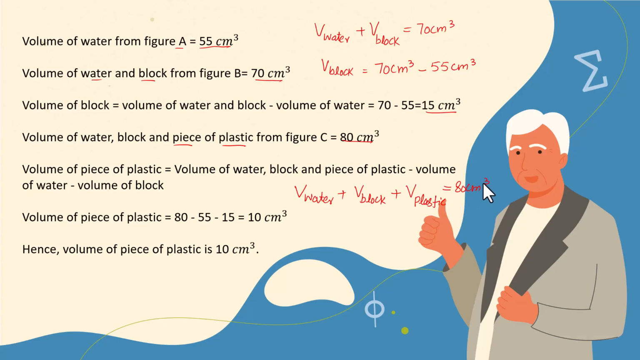From here you can find out the volume of the piece of plastic because you know the volume of the water and the block. So the volume of the plastic piece equals 80 minus 55, which is the volume of the water, minus 15, which is the volume of the block. Then you get the volume of the piece of plastic, which comes to be 10 cubic centimeters. So in this way you can find out the volume of any object which is unknown. Hence the volume of the piece of plastic comes to be 10 cubic centimeters.